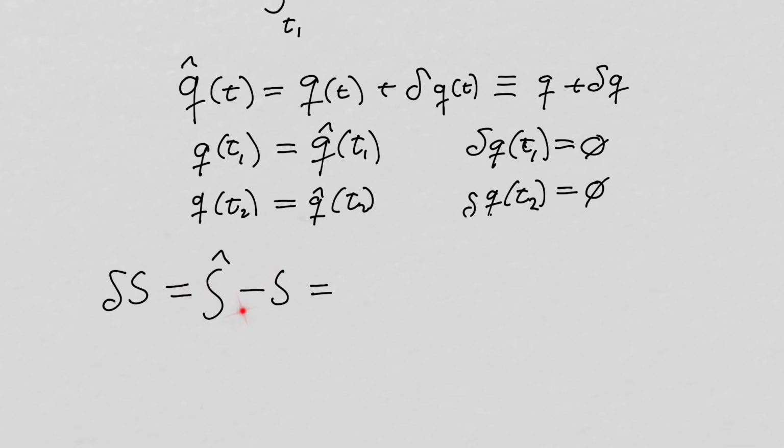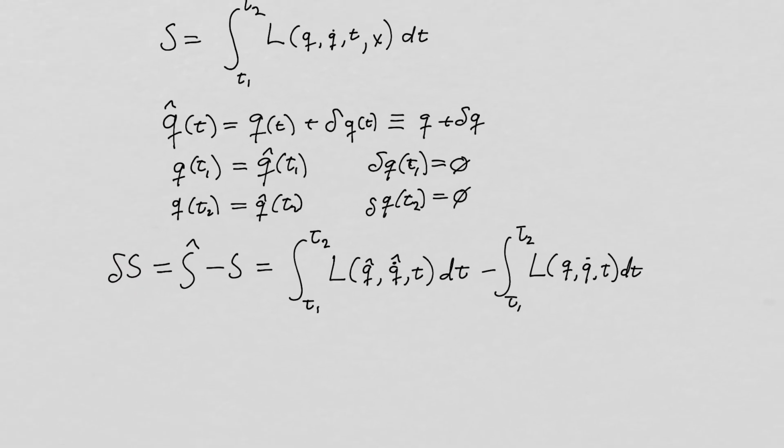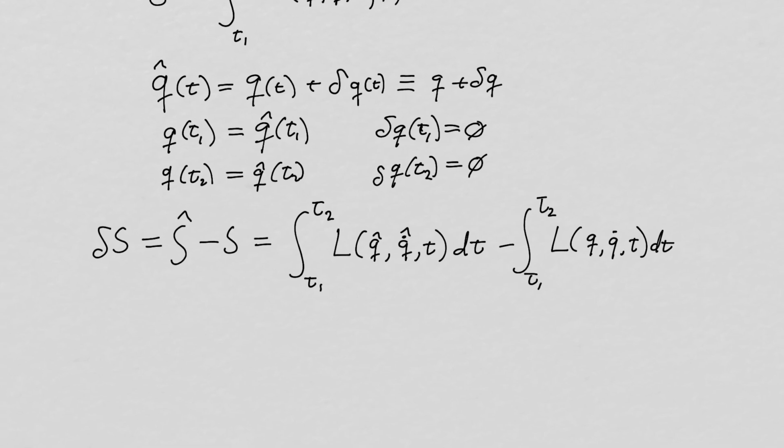So that's the plan right here. I've got to write an expression for the action of the varied path minus the action of the true path. And that'll give me the variation in the action. And then I'm going to want to determine what circumstances make that variation zero. And I'm just going to write this down in the most obvious way. If I calculate the action of the varied path and subtract from it the action of the true path, then that is the variation of the action, right?